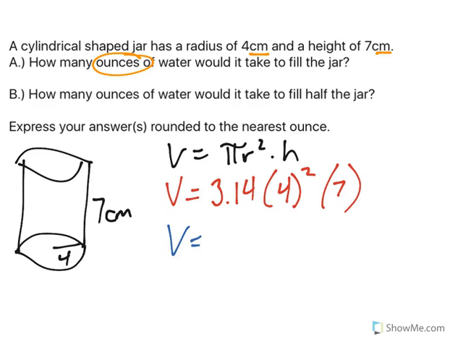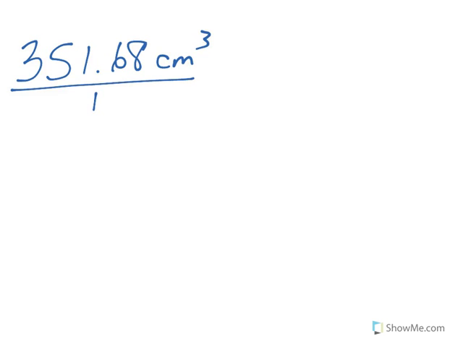So I now know that the volume of this cylindrical shaped jar is 351.68 cubic centimeters. So I'm at 351.68 cubic centimeters, and my question asks about ounces. All right, so I look at my formula sheet, and 1 cubic centimeter equals 1 milliliter. Because realize that centimeters measure distance. Ounces measure liquid. Distance and liquid are not the same.